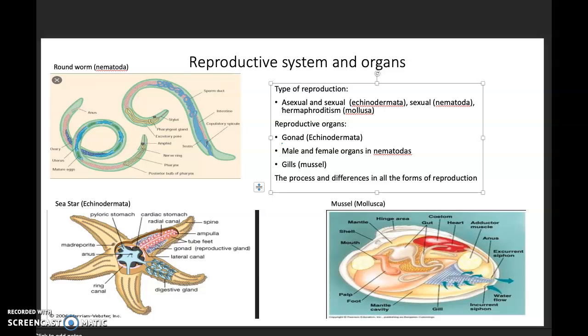Now, if they reproduce asexually, this would typically happen through fission. For instance, if a sea star were to lose an arm, once it breaks off, each portion will regenerate itself, but the portion that had fallen off will then go on and become a new sea star by itself.